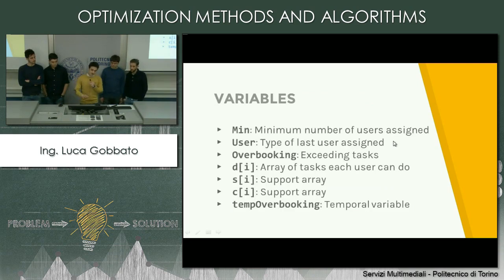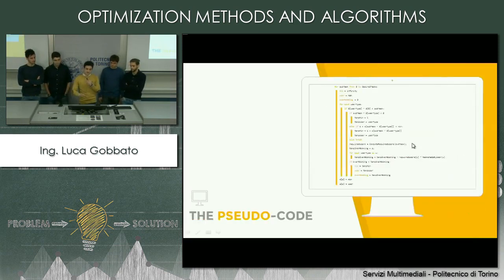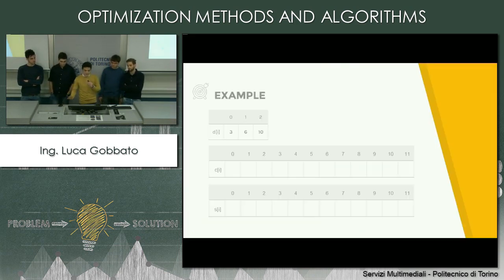Those are some of the variables used in our code, but the most important ones are the arrays C of I and S of I. C of I contains the minimum number of users required in order to solve I tasks, while S of I contains the last user type picked in order to solve I tasks. This is our pseudocode, which may look kinda confusing. So, in order to have a clearer look, let's look at an example.